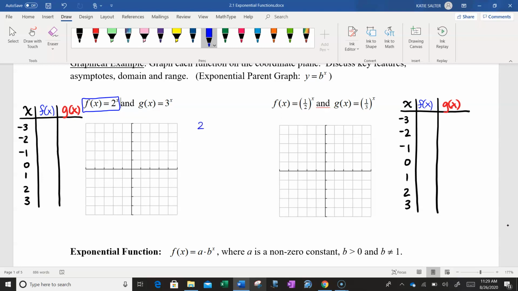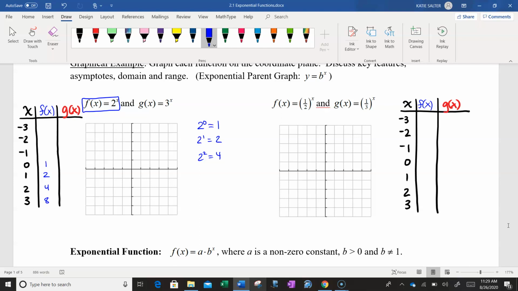2 to the 0 power. Remember that anything raised to the 0 power is 1. So that would give us 1. 2 to the first power. That's just itself, 2. 2 squared. That would give us 4. 2 cubed would give us 8.